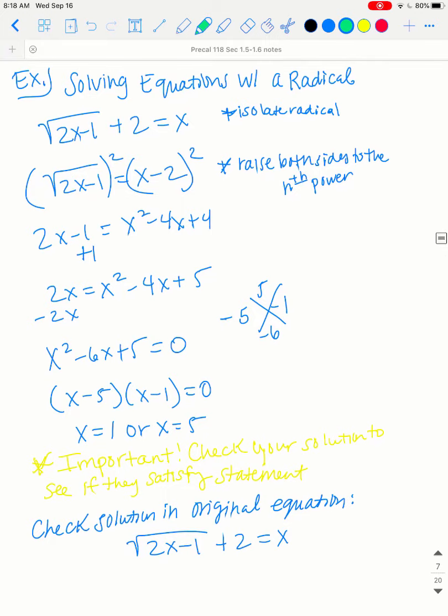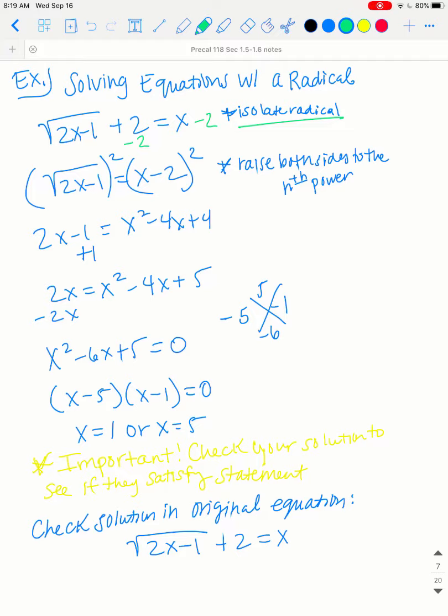So, solving equations with a radical. Our goal is to isolate the radical here. So we're going to go ahead and move the 2 to the right, and then that cancels it. So then we're left with the square root of 2x minus 1 equals x minus 2.